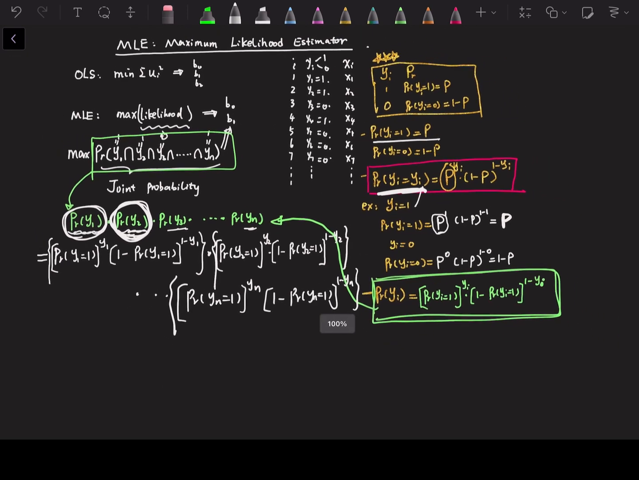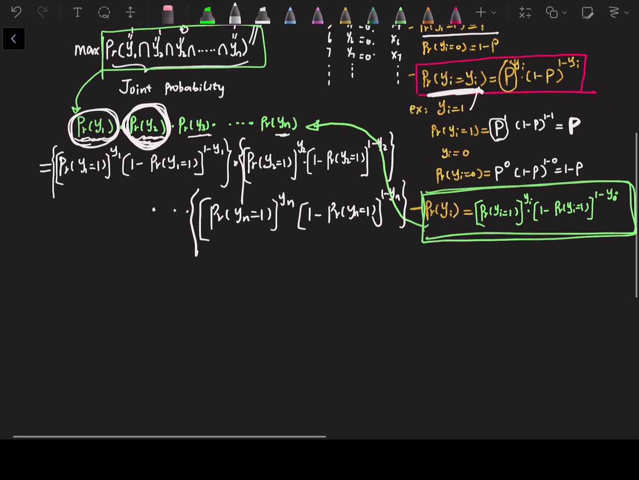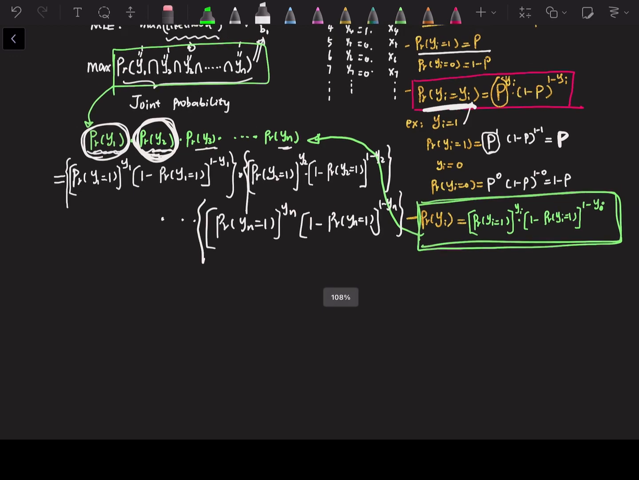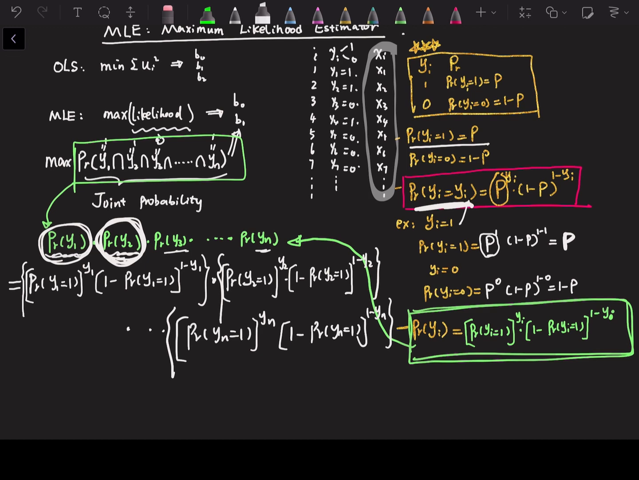And now let me zoom out a little bit. So now you see the probability y1 is 1, the probability y2 is 1, all the way to the probability yn is 1. You know what the probability that y is 1 is because you have this model. So you have the data here. You can use x to estimate the probability y sub i equals 1. You can use either a logit or probability model. Let's suppose we use a probability model, for example.